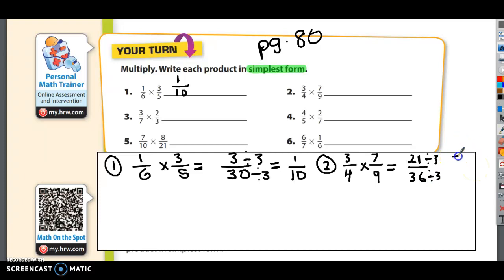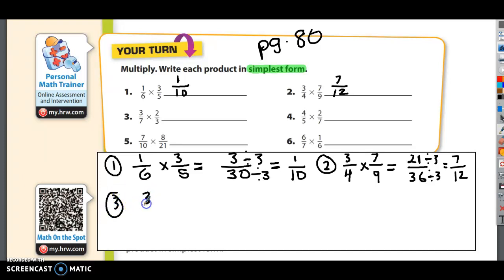21 divided by 3 is 7. And 36 divided by 3 is 12. The answer to number 2 is 7/12. Again, if you got that one wrong, there's a chance it's because you're not simplifying. So you got to review your factors.